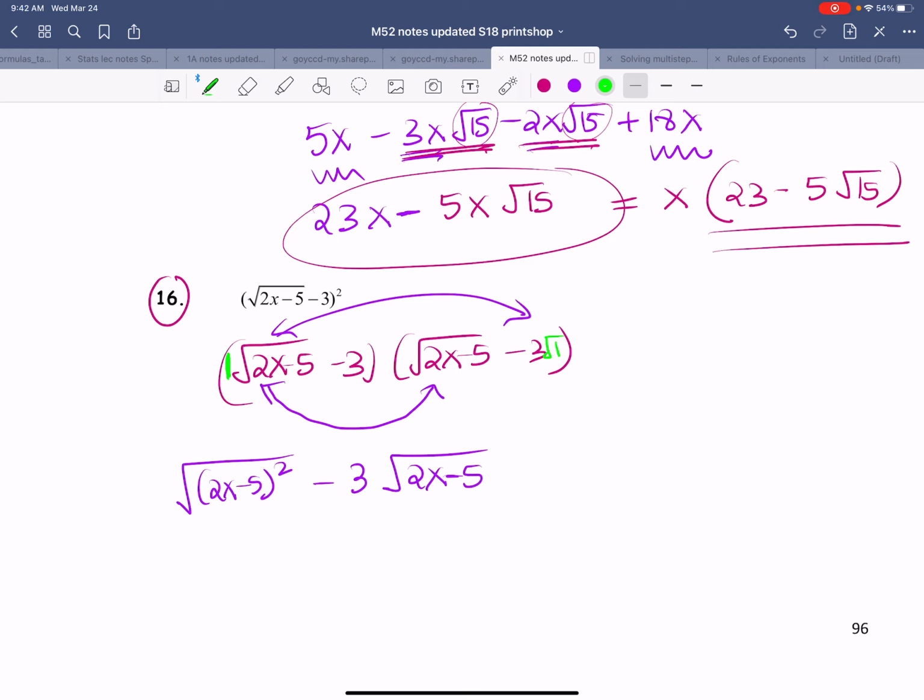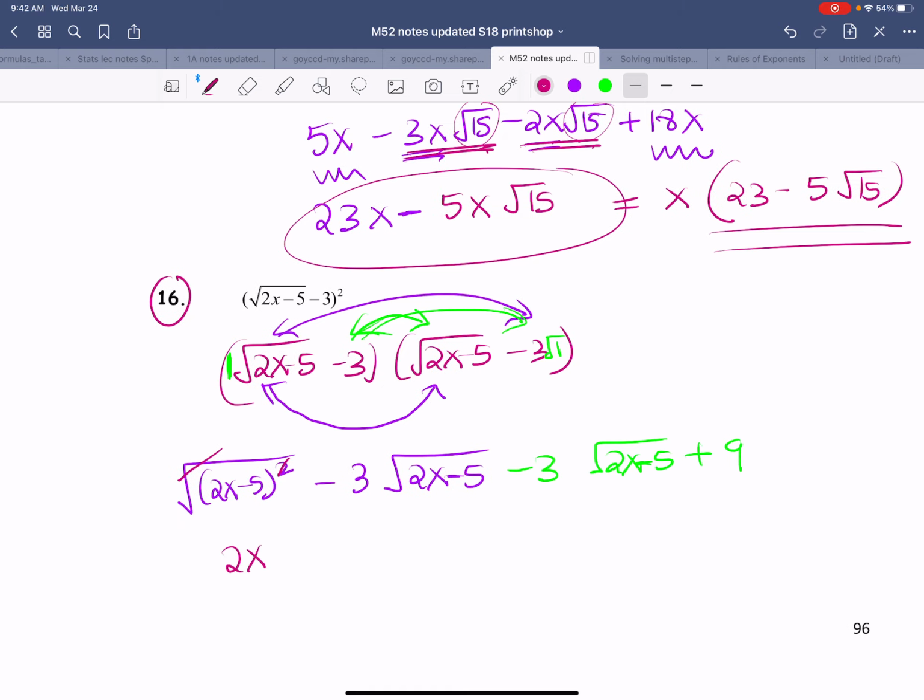Now we'll talk about inner times inner. So negative 3 root 2x minus 5. And then we have last times last, which is plus 9. Negative 3 times negative 3 is a positive 9. Okay, it's time to clean up, time to simplify. Now, two of these, when you do square root of a square, they can cancel each other, and you're just left with 2x minus 5. Because you have two of these inside, you can pull one out of the square root. Minus negative 3, and negative 3 gives you a negative 6 root 2x minus 5 plus a 9.